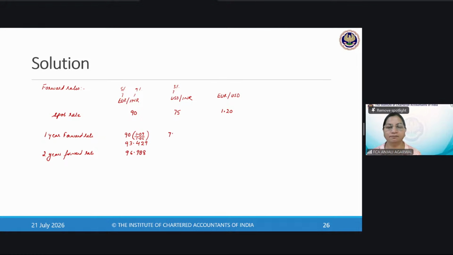Here you have 75 multiplied by 1.09 divide by 1.03. This comes out to be 79.369, and 79.369 again multiplied by 1.09 and divide by 1.03. It's 83.992.